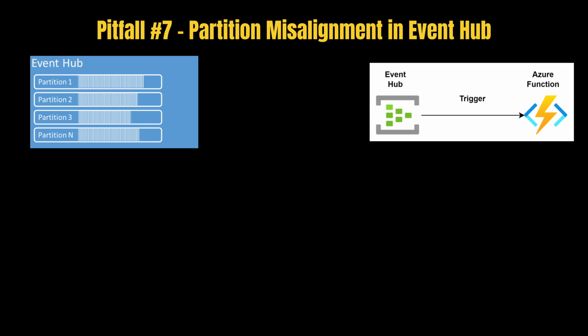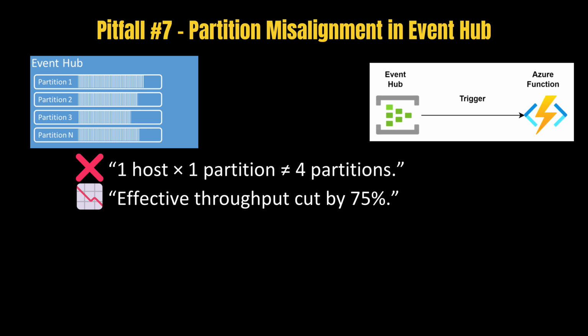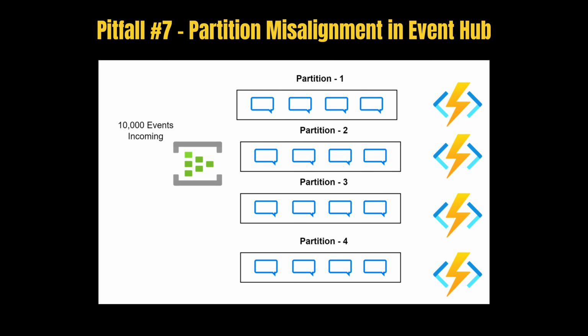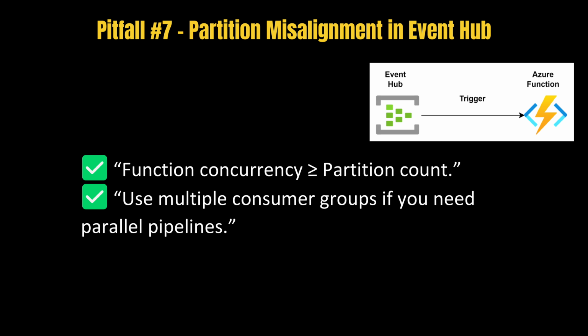By default, each function host can only process one batch per partition. But if your host count or concurrency is lower than your partition count, you're only reading a fraction of the stream. One host, one partition is not equal to 4 partitions. So effective throughput is cut by 75%. So now you have an Event Hub with 4 partitions, 4 function instances, each owns one lease. Each Event Hub partition maps to a single consumer at a time. So to process all partitions, you need at least as many concurrent function instances as partitions. Function concurrency should always be greater than or equal to partition count.